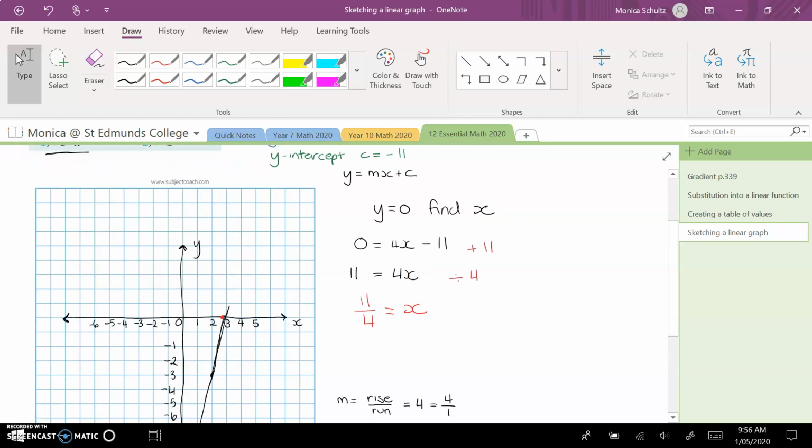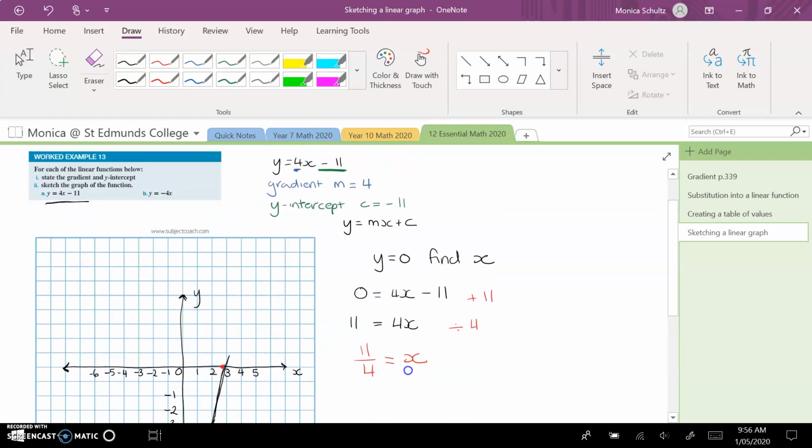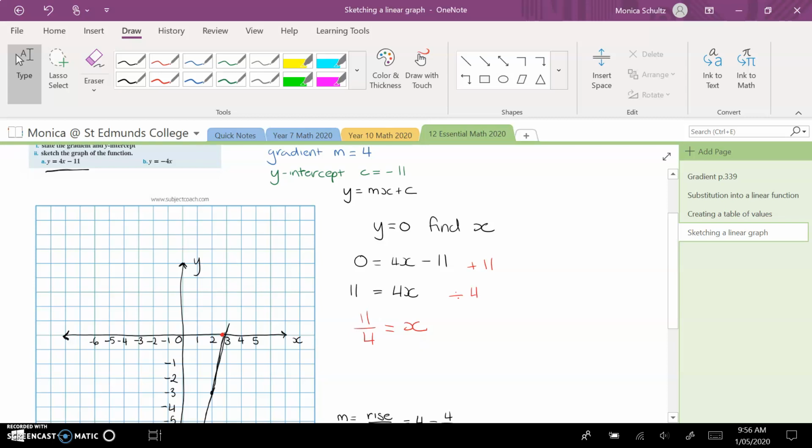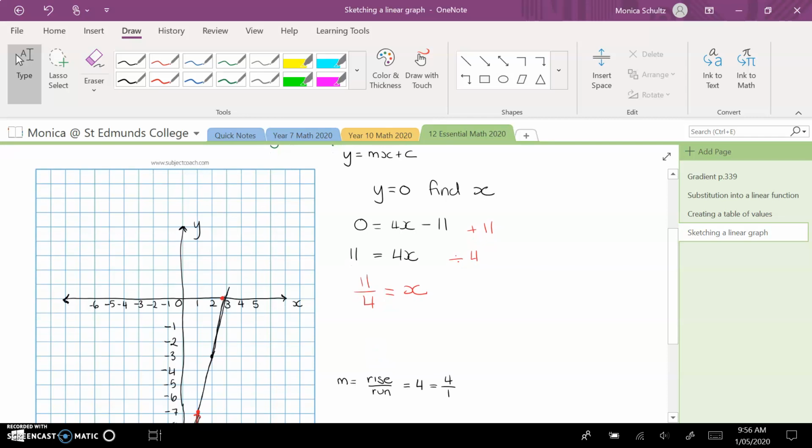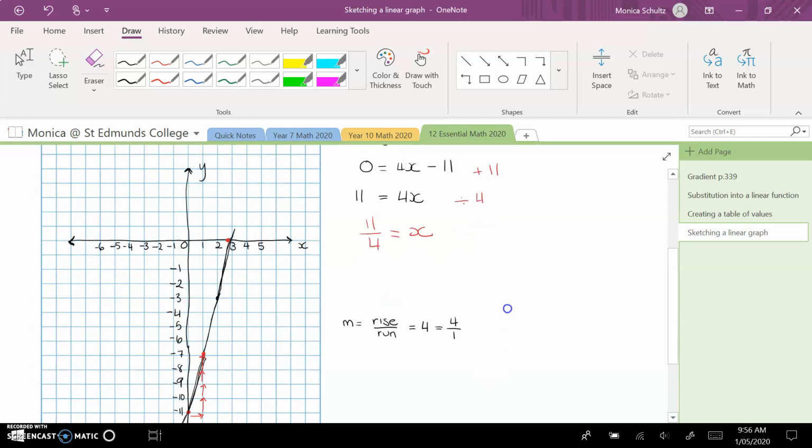How I check this is I put y equals 0 into my formula. When y equals 0, you will be crossing the x-axis. When I do this, I find that I've got 11 over 4 equals x. This isn't a perfect fraction, but I do know that 12 divided by 4 is going to be 3, so it's just going to be a little bit less than 3.